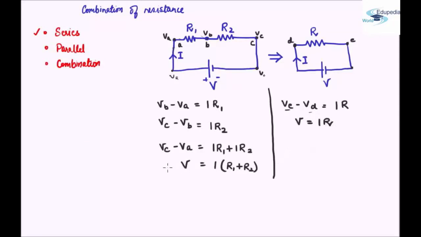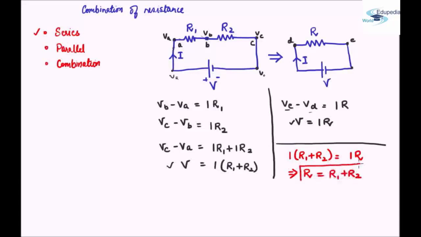Now if we equate this and this, then what we'll get is I times R1 plus R2 is equal to I times R. This implies the resistance R, that is R equivalent, which is replaced, is R1 plus R2.